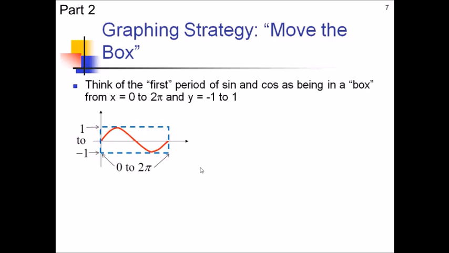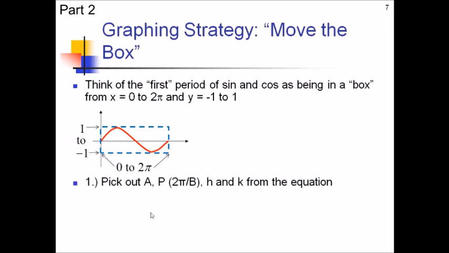All I'm going to do when I regraph these things is shift this box over and just change the boundaries of the box. Otherwise, I'm going to draw the function exactly the way I've been drawing it before. So in this process, we're going to start by picking out the amplitude, the period, which is going to again be 2 pi over the b value, and then h and k from the equation. So we always have to find these 5 letters here.